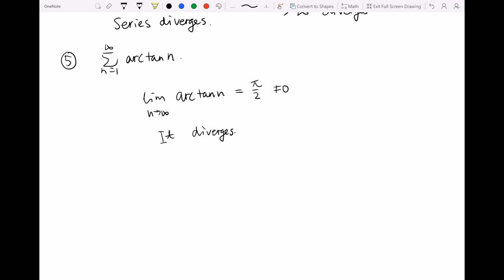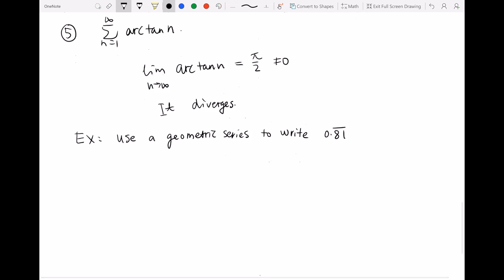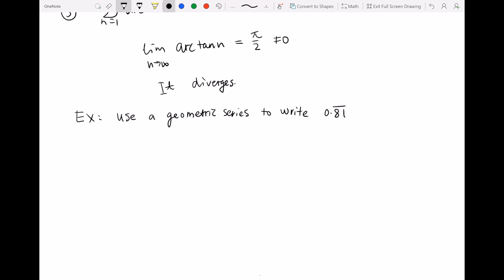Okay. So I would like to also introduce some other examples of using a geometric series. Use a geometric series to write a repeating decimal. For example, 0.81 repeating. If this decimal is repeating, I put the bar on top of 0.81. What does that mean? Can anyone tell me the meaning of this decimal?